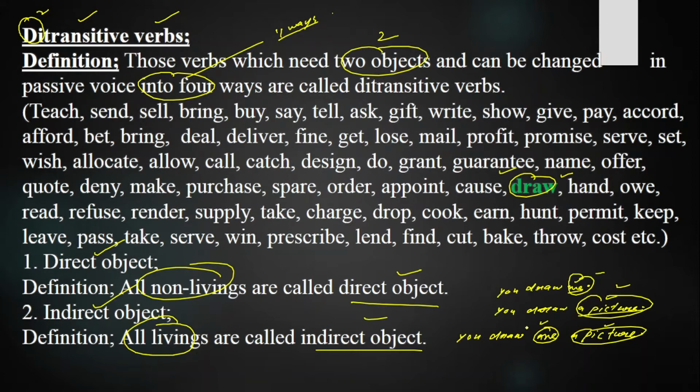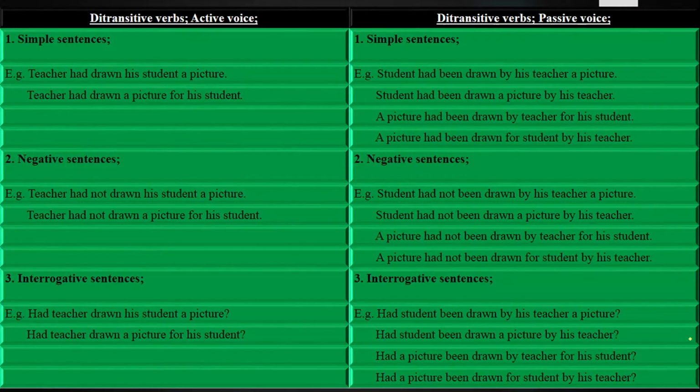We mostly bring the indirect object at the beginning and the direct at the end, but if you want to shuffle the places of direct and indirect, you need to put a preposition with your indirect object, meaning the living one. Like I say, you draw a picture for me. So these are the two ways to change them into active voice. The main target, how we are going to change them from active voice into passive voice, we will be discussing.